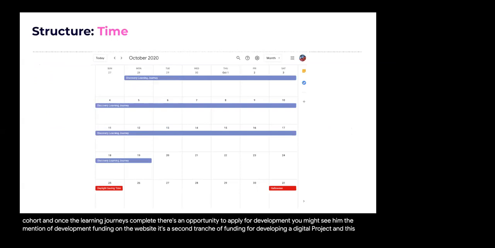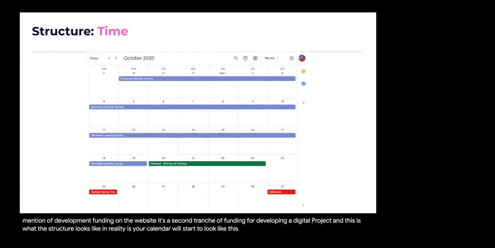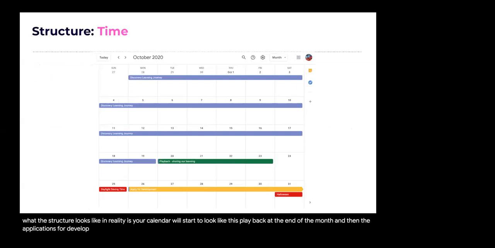And this is what the structure looks like in reality. So your calendar will start to look like this. And playback at the end of the month. And then the applications for development for the second stage of development running from the 26th until the 2nd of November.